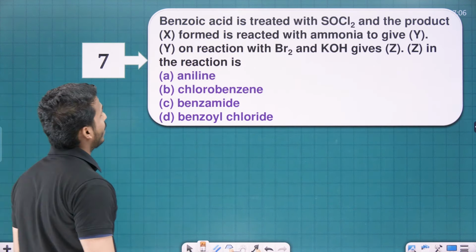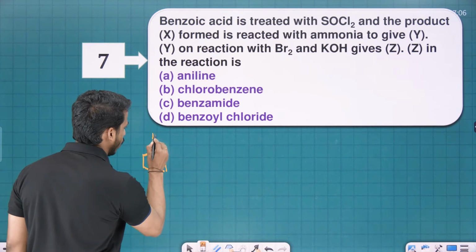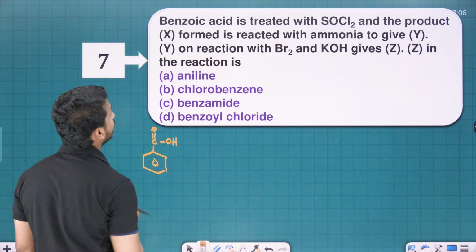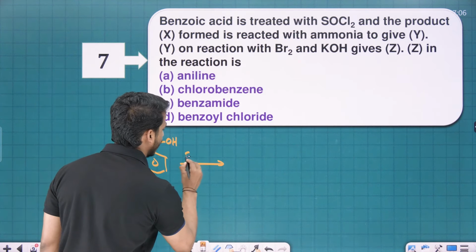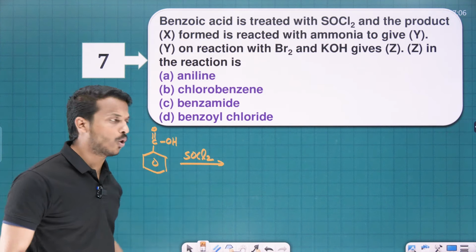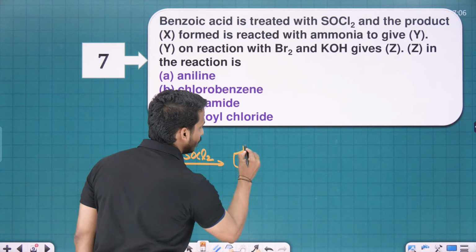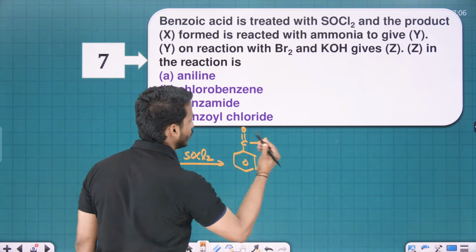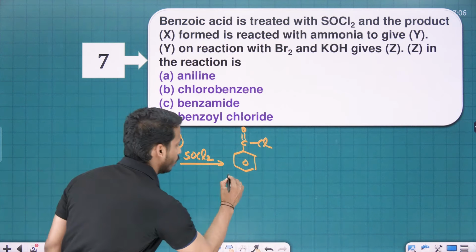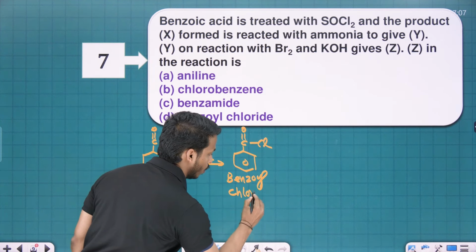Next question. Benzoic acid. What is benzoic acid? Benzene with COOH. Benzoic acid when treated with SOCl2, thionyl chloride. What is the function of thionyl chloride? To remove OH and place chlorine, right? So what do we get? Benzene with COCl, benzoyl chloride. What is this called? Benzoyl chloride. Okay, fine.